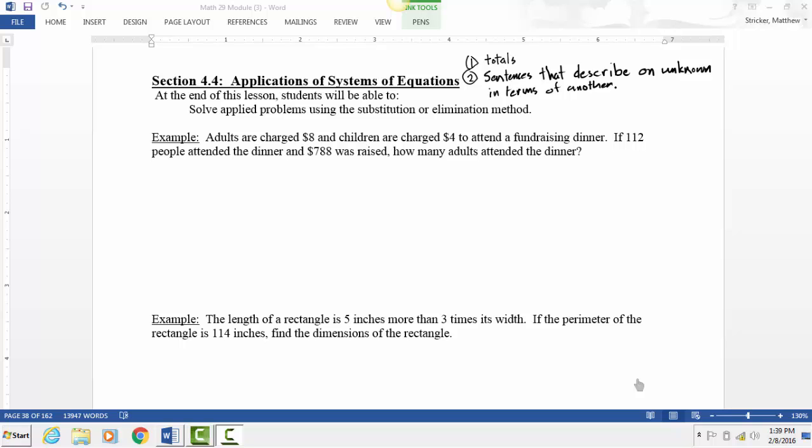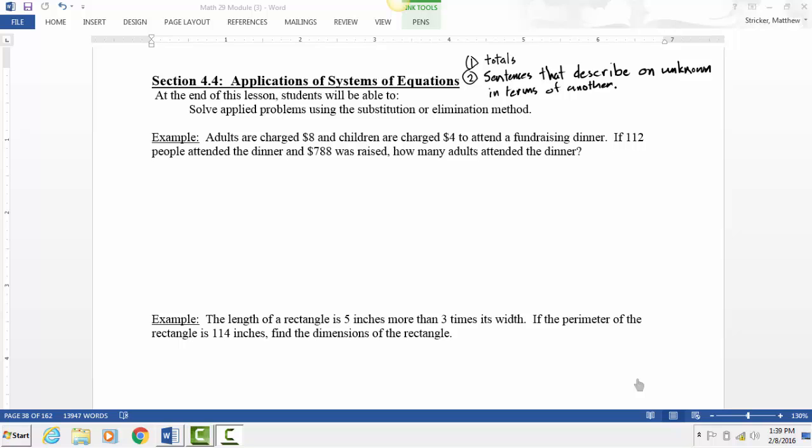This video covers section 4.4 from your text. In it we will be learning how to solve applications involving systems of equations. And just like in the previous sections where we learned the substitution method and the elimination method, we will be using those methods to help us solve these applications.